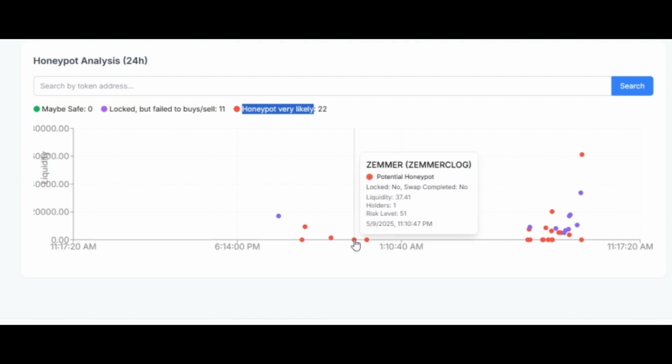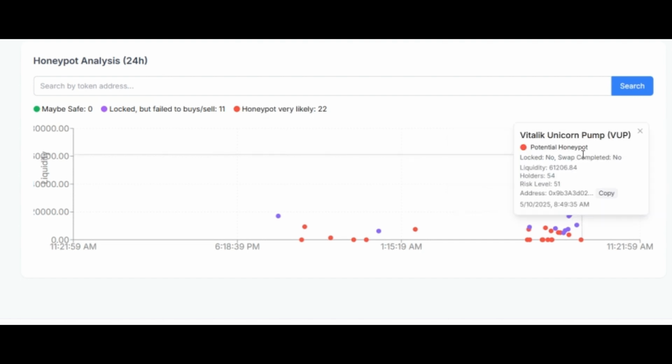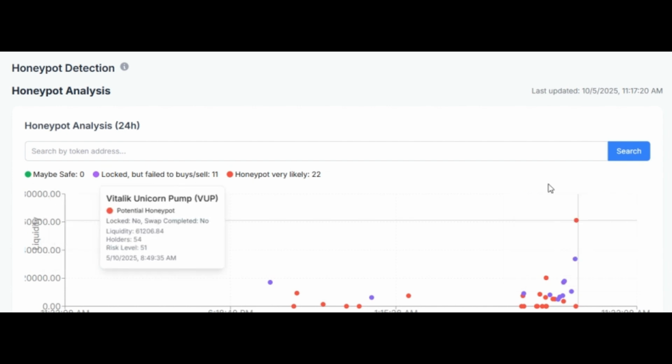Note the significant correlation between liquidity volume and potential investor risk. Even substantial liquidity pools present exploitation vectors if not properly secured through immutable locking mechanisms. High liquidity can function as bait to attract unsuspecting market participants.